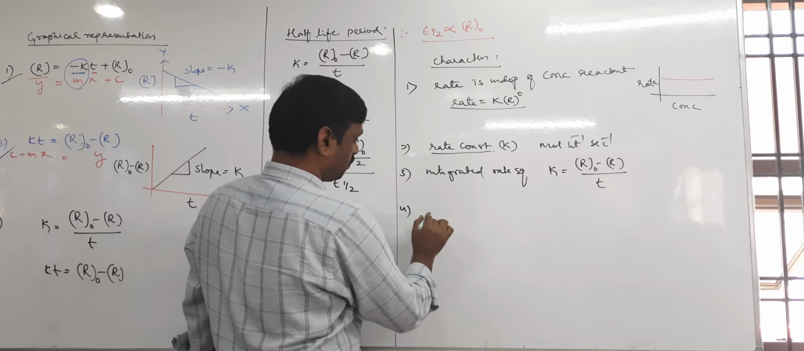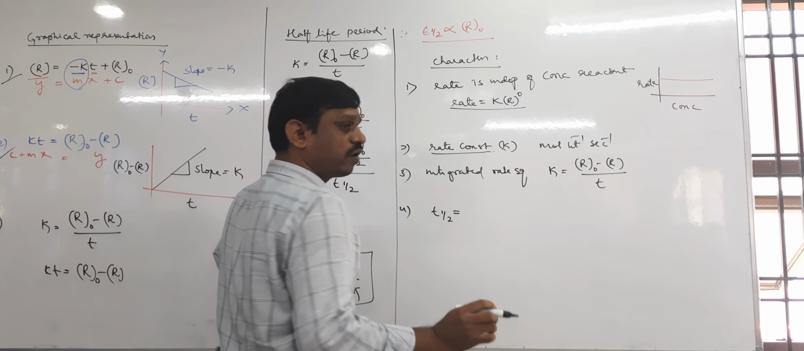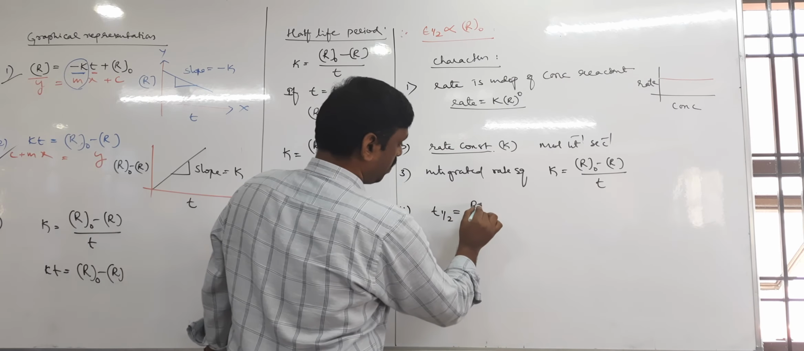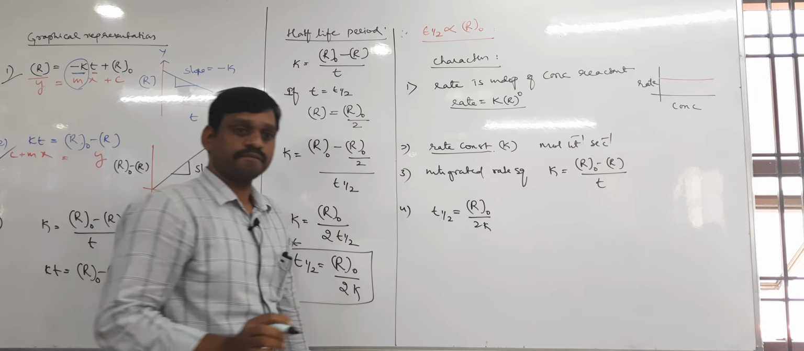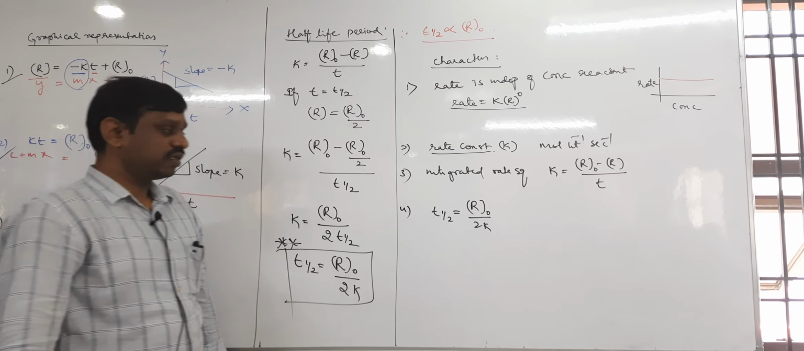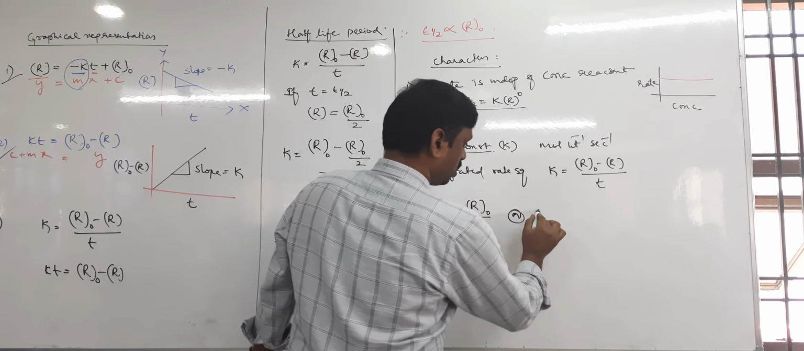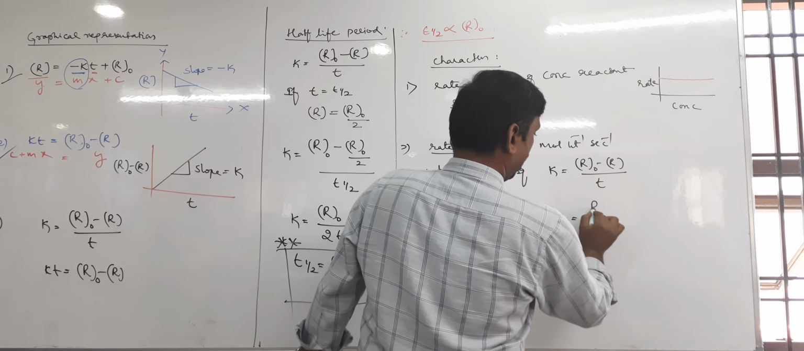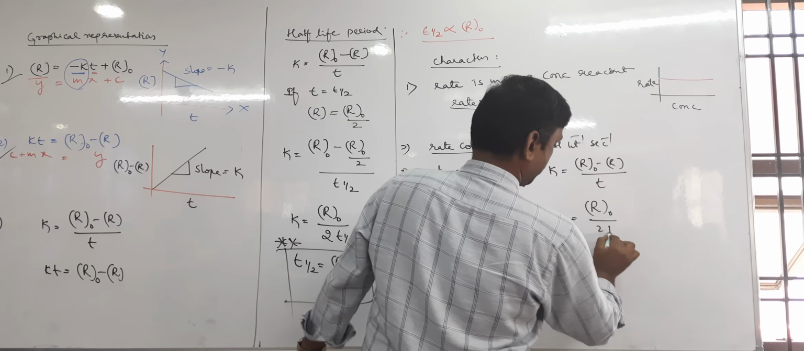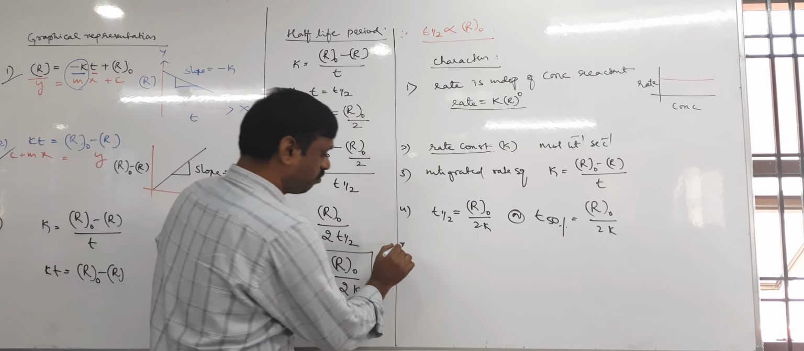What is the T half? T half of zero order reaction is R naught by 2K. So this can also be written like this: T 50% is equal to R naught by 2K. Now tell me, fifth point.